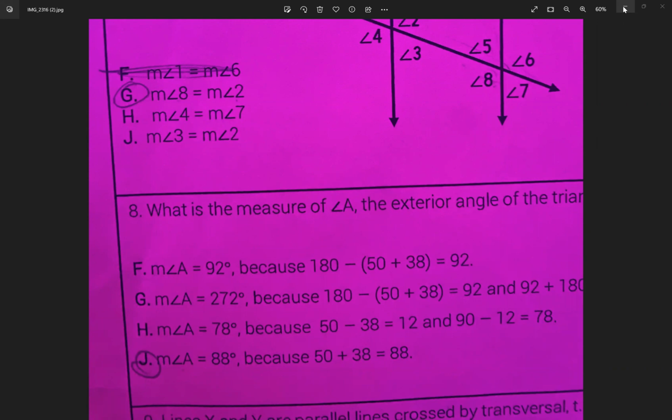All right, let's come back to 8. Let's do 7 in the meantime. Let me pull up 7. We'll do 8 last. Okay. 7.